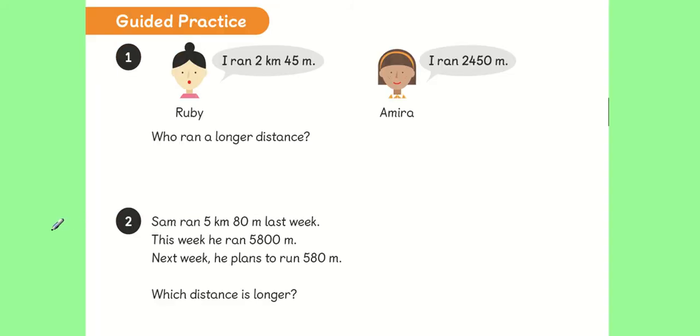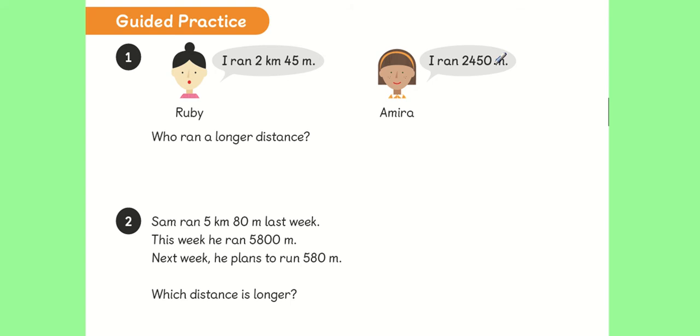Let's look at our guided practice then. If you want to try this by yourself, then go ahead and pause the video. If you'd like some help, then you can work with me. Ruby ran 2 kilometres 45 metres. Amira ran 2,450 metres. Who ran a longer distance?